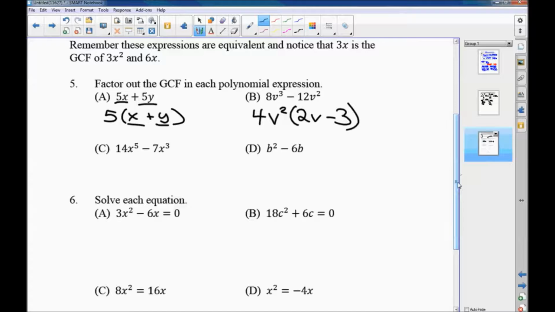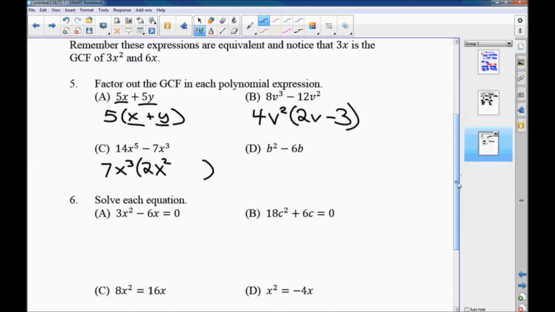So what number divides evenly into both is 7. The most number of x's that could be divided evenly is x cubed. And then we figure out what got left behind. So 7 times what makes 14? That's going to give me a 2 here. And then x cubed times what to make x to the 5th? That's got to be an x squared, so I can add the exponents to get 5.